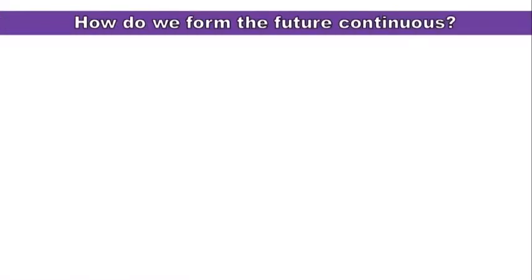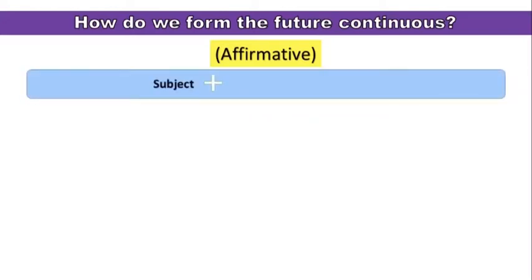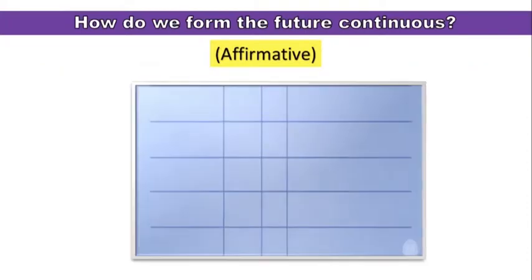How do we form the future continuous? In order to form an affirmative sentence in future continuous, you need subject plus will be plus verb ing. I will be studying at 5 p.m.